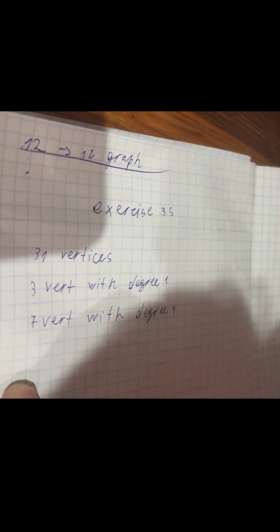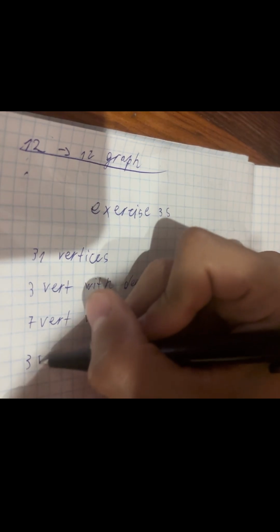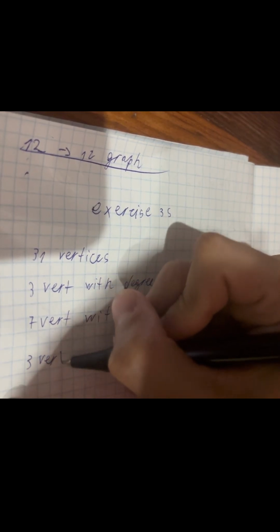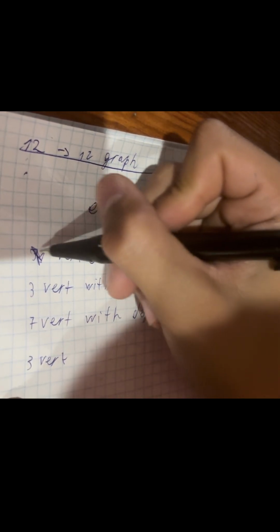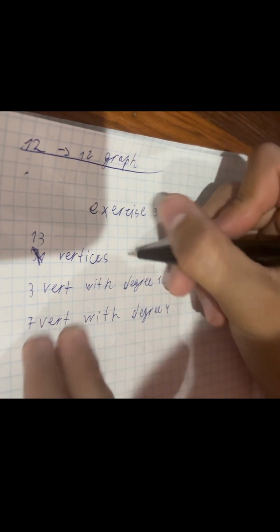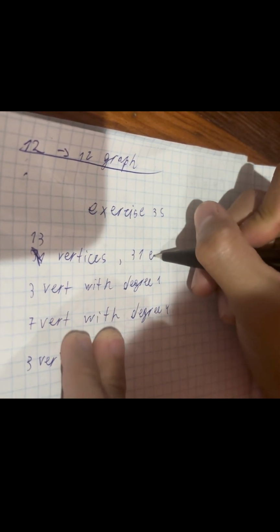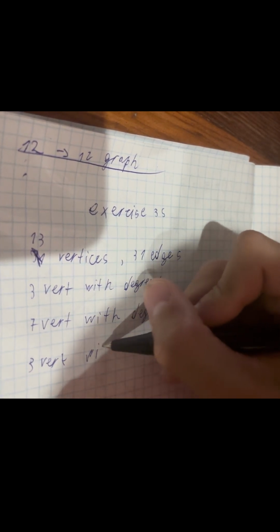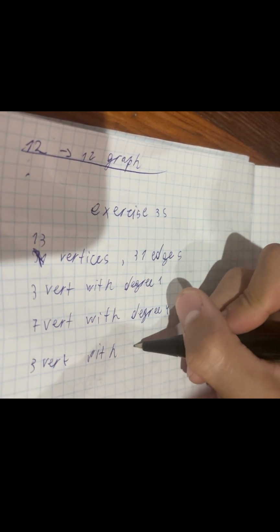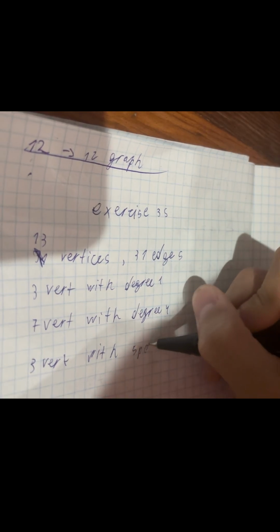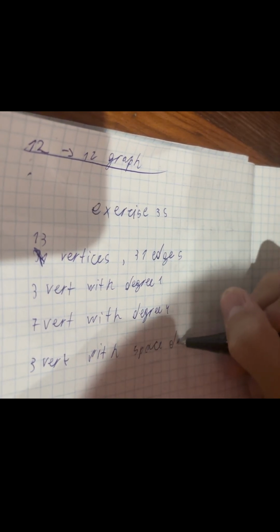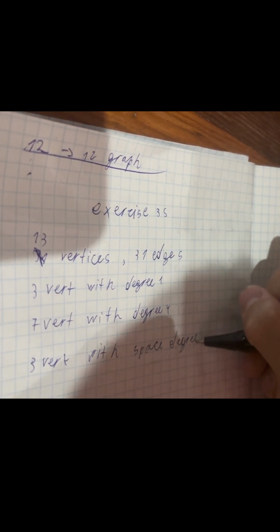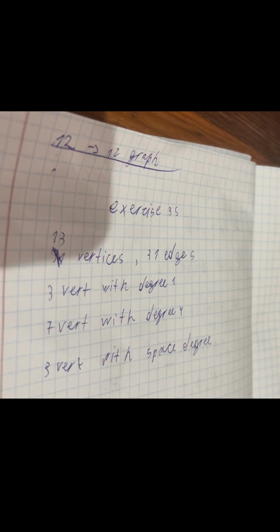And we have, I just add 3 vertices. Sorry, not 31 vertices, 13 vertices and 31 edges, and 3 vertices with unknown degree. Okay, let's try.